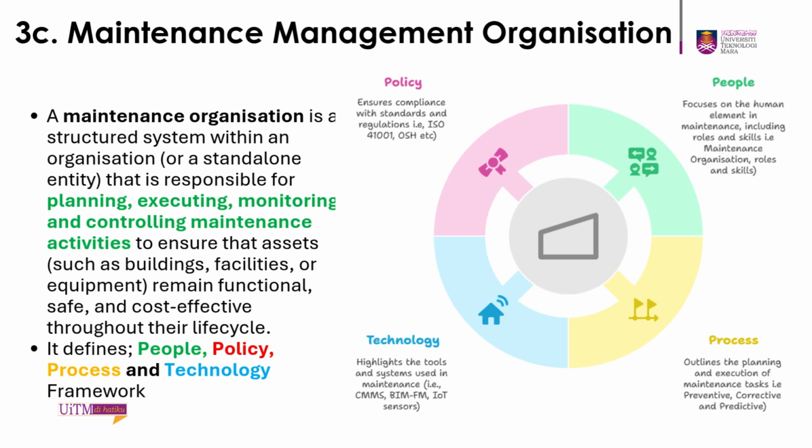Policy ensures compliance with standards and regulations, i.e., ISO 41001, OSH etc. People focuses on the human element in maintenance, including roles and skills, i.e. maintenance organization, roles and skills. Technology highlights the tools and systems used in maintenance, i.e. CMMS, BIMFM, IoT sensors. Process outlines the planning and execution of maintenance tasks, i.e. preventive, corrective and predictive.